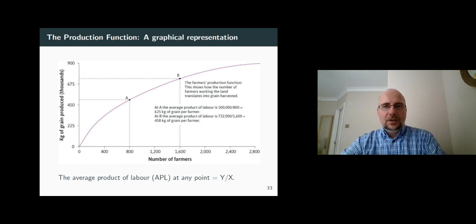In our case, if there are 800 farmers in the field, the average product per farmer is 625 kilograms. Notice that with 1,600 farmers in the field, each farmer produces less than that. Each farmer produces 458 kilograms of grain. If you don't trust the numbers, it is time you pause this video now, take a small calculator, and divide the output by the input in each one of those 2 points.